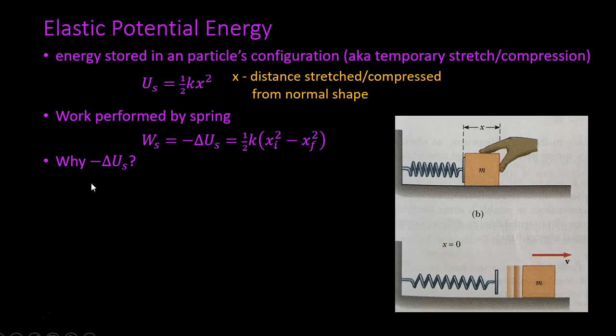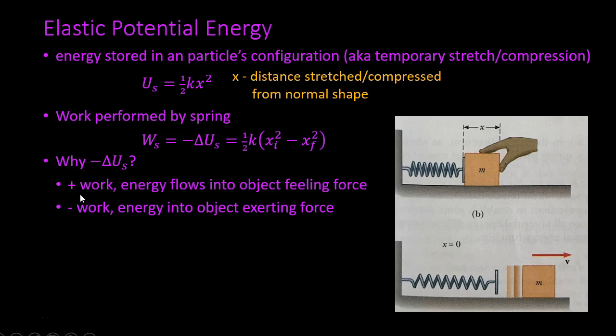Again, we ask ourselves, why negative delta U sub S? Thinking back again to our workflows, positive work means that energy is flowing into the object feeling the force. In this case, energy would be flowing into the block. Negative work means that energy would be flowing into the object exerting the force. In this example, that means that energy would be flowing into the spring, and of course it would be coming out of the block.